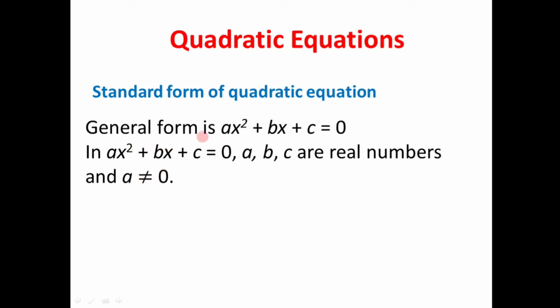So here is the general form of quadratic equation ax square plus bx plus c is equal to 0, which is a quadratic equation in variable x, and a, b and c are any real numbers. Let us have some examples of the quadratic equations. The first is x square plus 3x minus 5. As it is a quadratic polynomial, if we equate it to 0, that will be a quadratic equation.